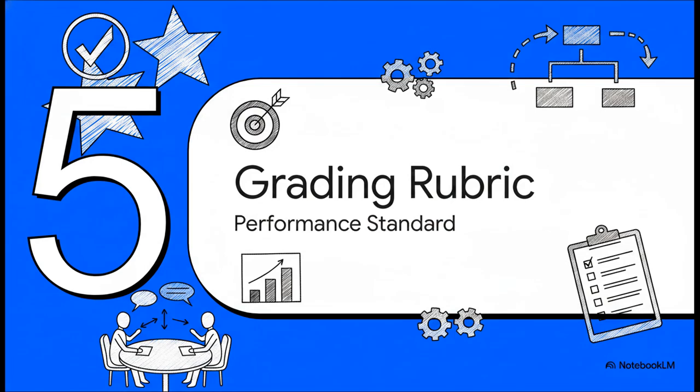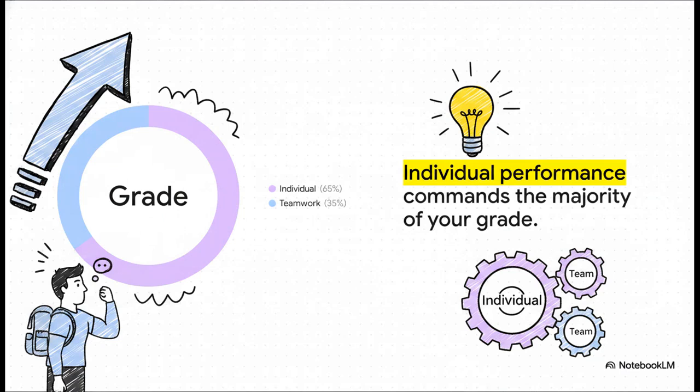Finally, let's address the ultimate standard of your performance in Section 5, the grading rubric. Consider this point split very carefully. Out of 100 total marks, teamwork accounts for 35. But individual performance? That commands 65 marks. So while this is absolutely a team simulation, the vast majority of your grade rests squarely on your individual shoulders, your rigorous preparation, and your personal delivery.